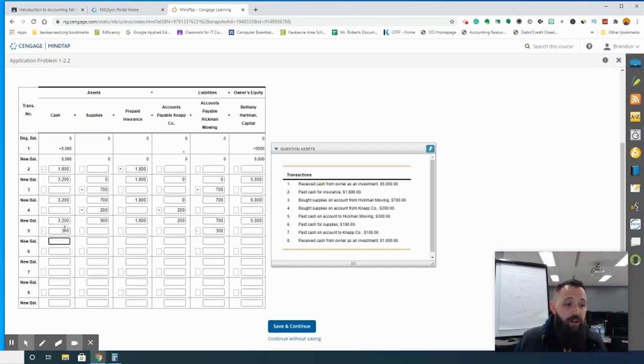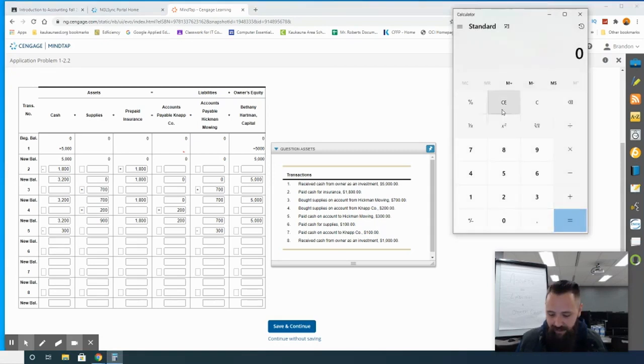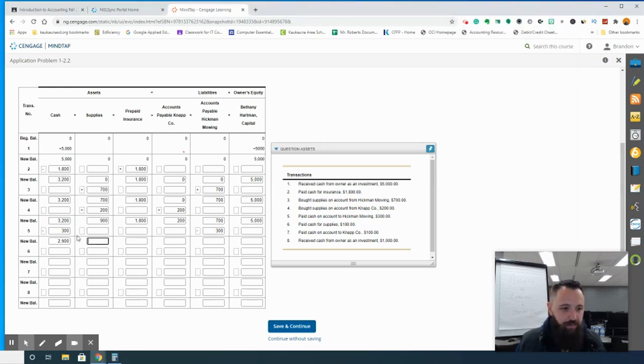Now let's calculate out our balance again. So we had $3,200 in cash and we paid off $300 on account. So let's make sure that we calculate that right. So 3,800 minus 300. Our new balance is 2,900. We carry this 900 down. Move this 1,800 down. Move the 200 down. Now we have 700 minus 300. And the new balance is $400. We now owe Hickman Mowing $400 instead of $700. And now our owner's equity is the $5,000.